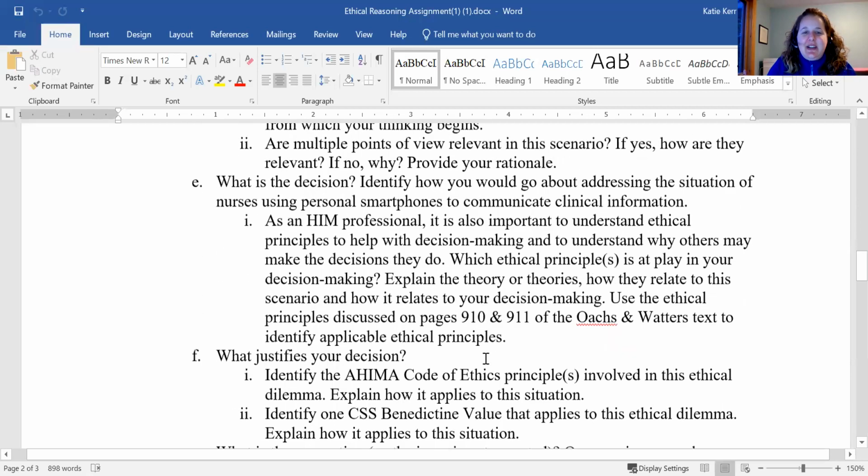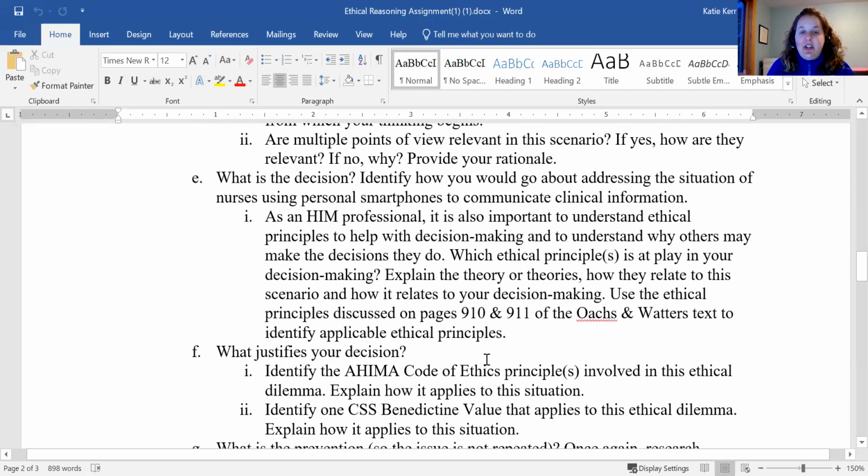Okay, next. So then you're going to determine what is your decision. So identify how you would go about addressing the situation of nurses using personal smartphones to communicate clinical information. After you've gathered all this information and gone through this process, now is the time where you're going to make your decision. As an HIM professional, it's important to understand ethical principles to help with decision making and to understand why others may make the decisions they do. So we need you to take a look at pages 9, 10, and 9, 11 and determine which ethical principles are at play in your decision making, okay?